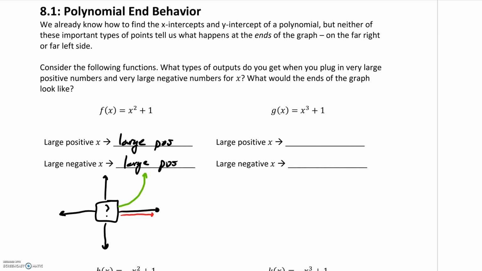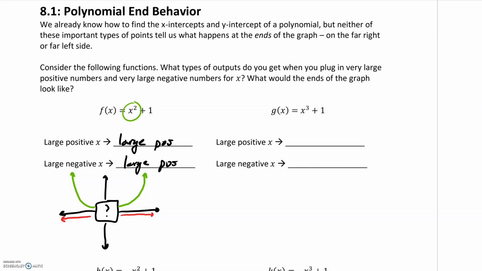If I put in very large negative values for x, well, where are those? All the large negative values are to the left, and my graph still gets bigger and bigger and bigger in the positive direction. So this graph is going to look like it opens upward, and we're not surprised by that because it's a quadratic with a positive leading coefficient.